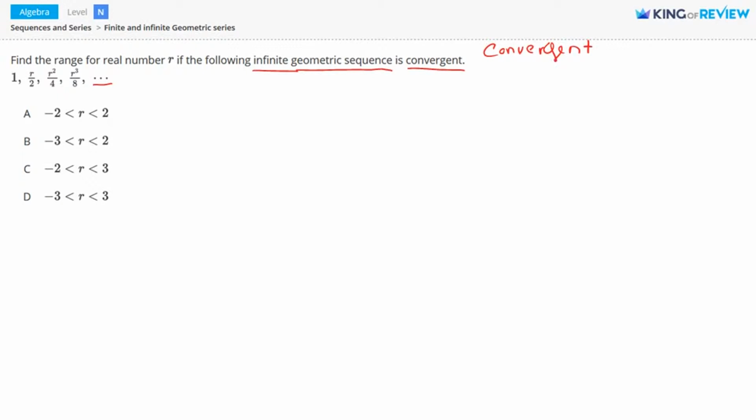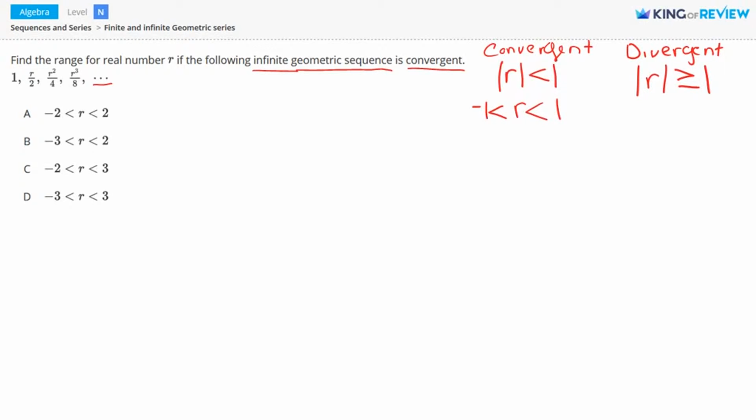When a series is convergent, the absolute value of the common ratio must be less than 1. But if the series is divergent, the absolute value of the common ratio is greater than or equal to 1. Another way of writing the absolute value of r is less than 1 is negative 1 is less than r, and r is less than 1.